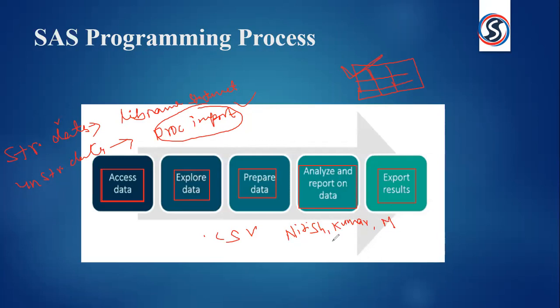But how will the values look in the CSV? You'll find that all the values are separated by a comma. That is Nitish, Kumar, M. So Nitish is the value of your first name, Kumar is the value of your last name, and male is the value of the sex column. So in a CSV file, all the values are separated by a comma.